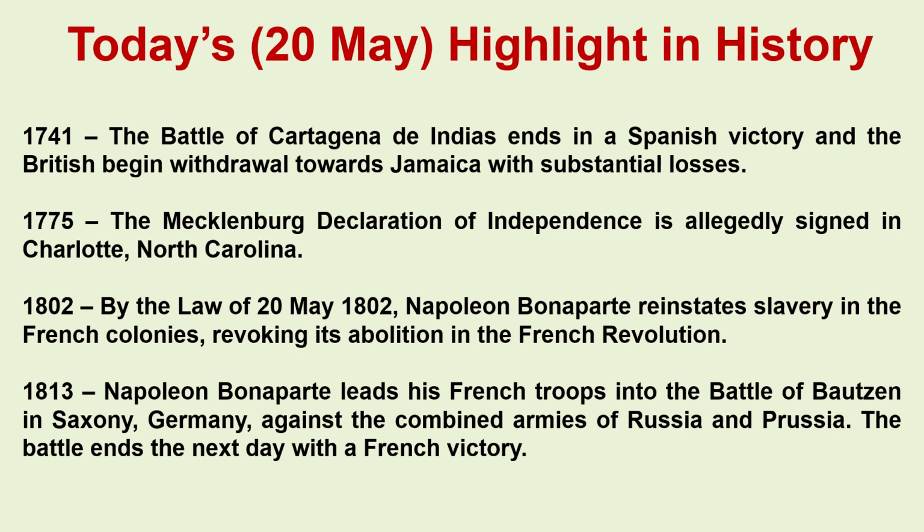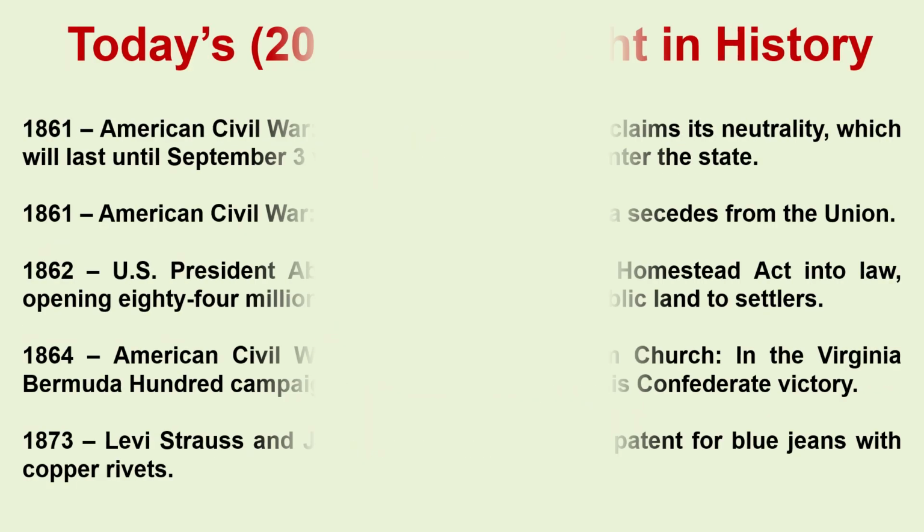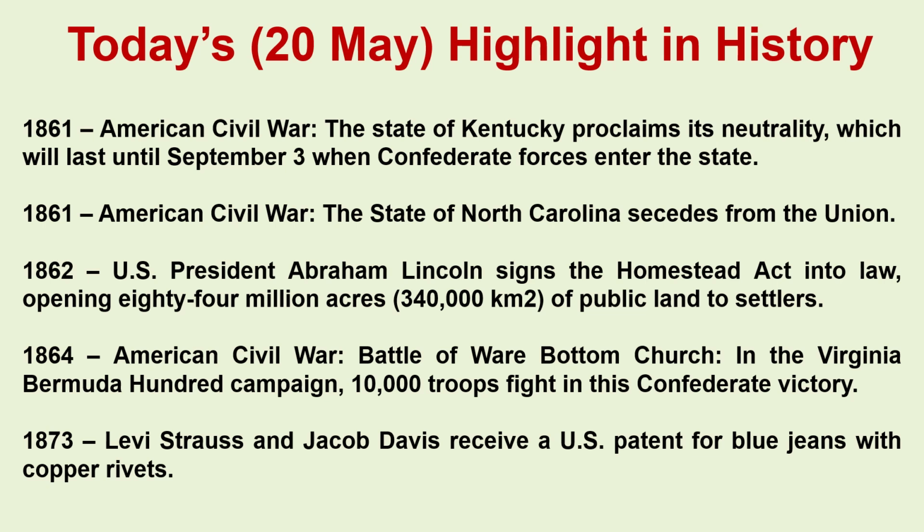1813. Napoleon Bonaparte leads his French troops into the Battle of Bautzen in Saxony, Germany, against the combined armies of Russia and Prussia. The battle ends the next day with a French victory. 1861. American Civil War. The state of Kentucky proclaims its neutrality, which will last until September 3 when Confederate forces enter the state.